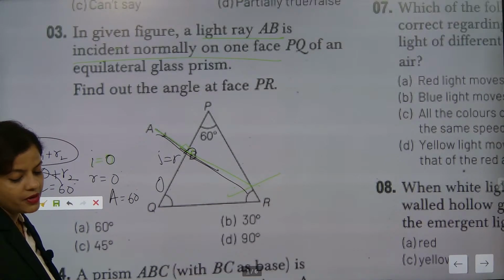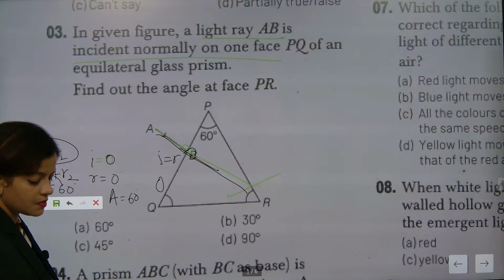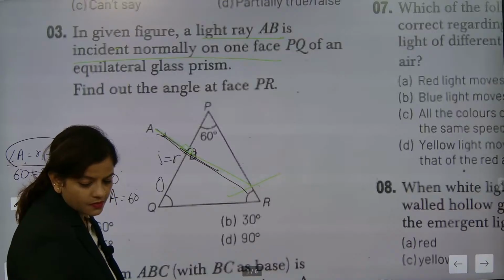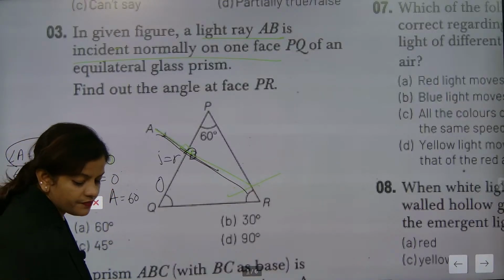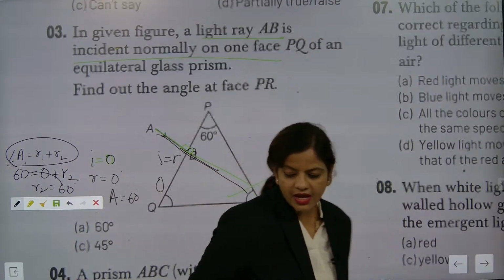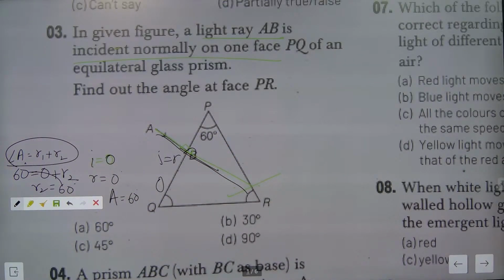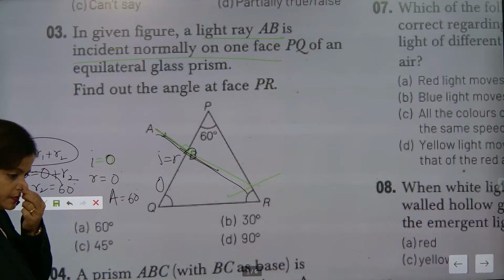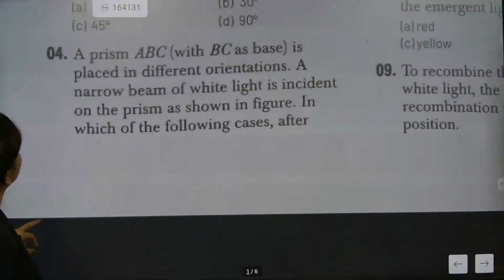That time the angle will be coming as 60 degree. So since the angle is coming as 60 degree, again the answer will be coming as 60 degree. Understood or not? So it is coming as 60 degree. Now shall we go for this question?